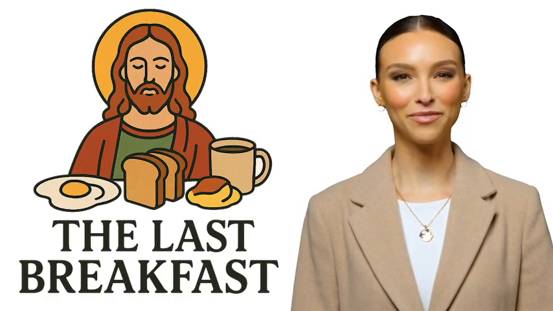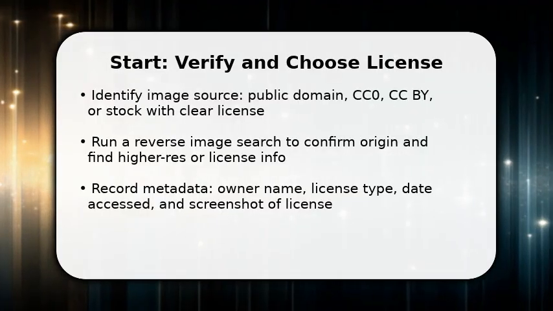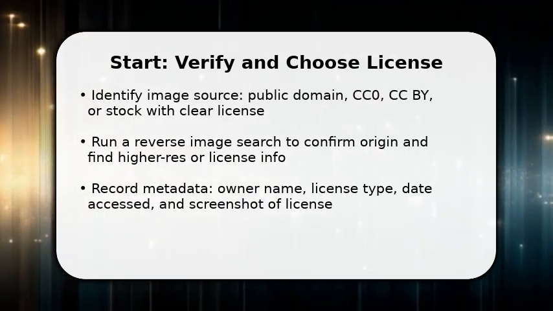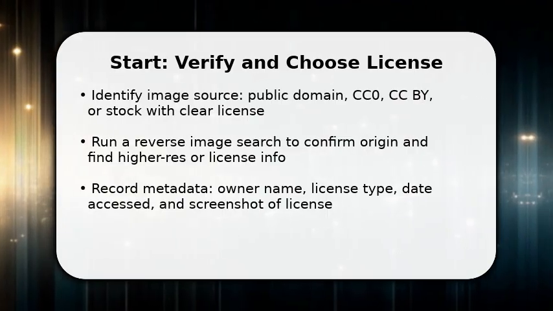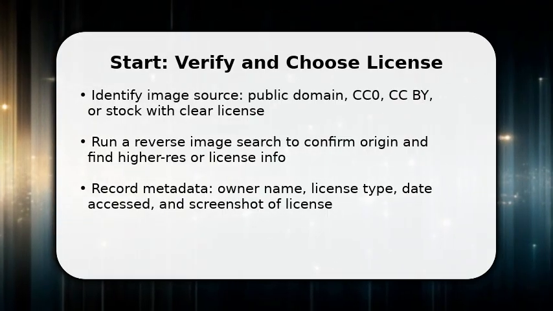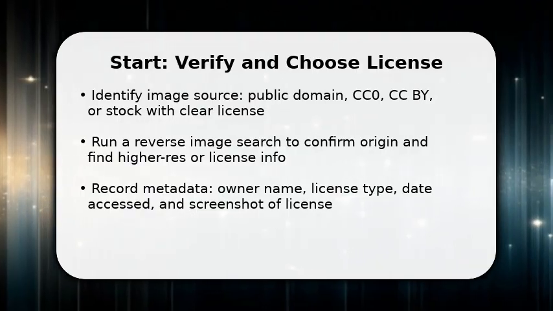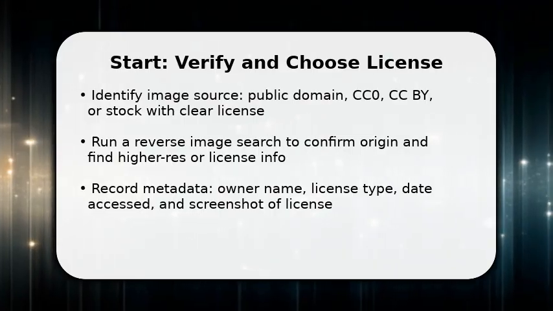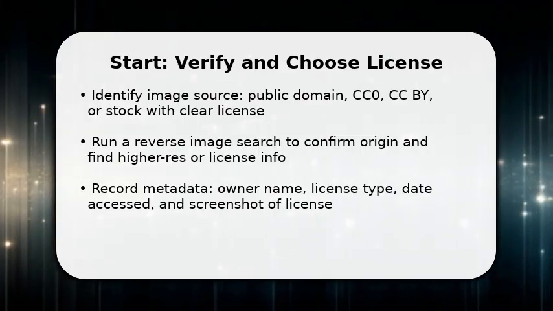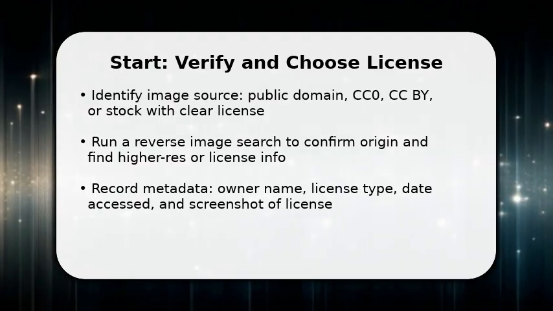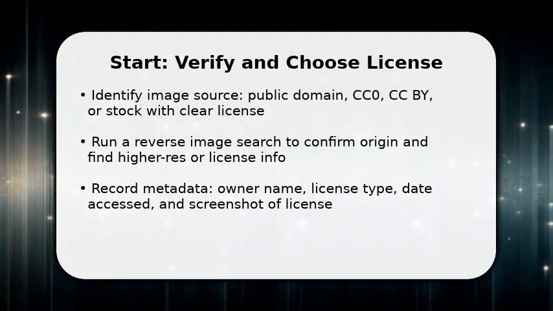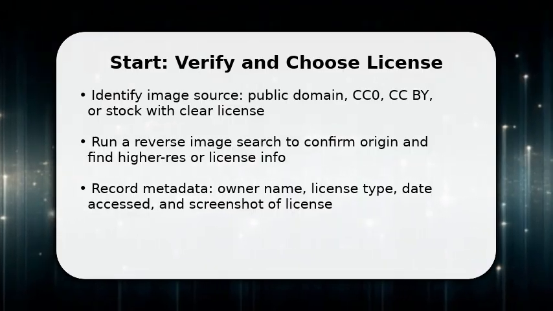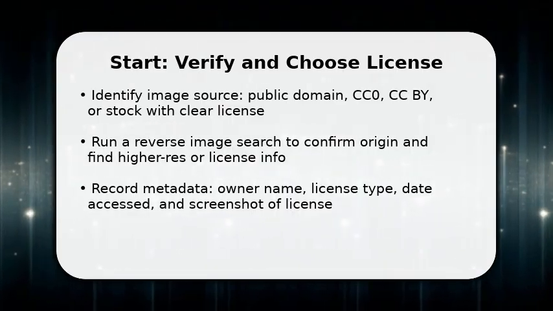You begin by verifying the image's legal status and selecting a usable license. First, find the image source and confirm whether it's public domain or CC0, or if it requires attribution like CC BY. Once done, run a reverse image search to validate origin and detect copies or claims. Make sure to capture metadata and a screenshot of the license page for records. This step prevents surprises later and gives you the evidence you need if ownership is questioned.